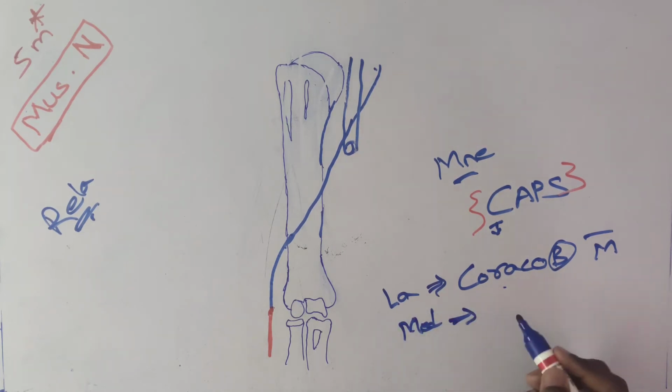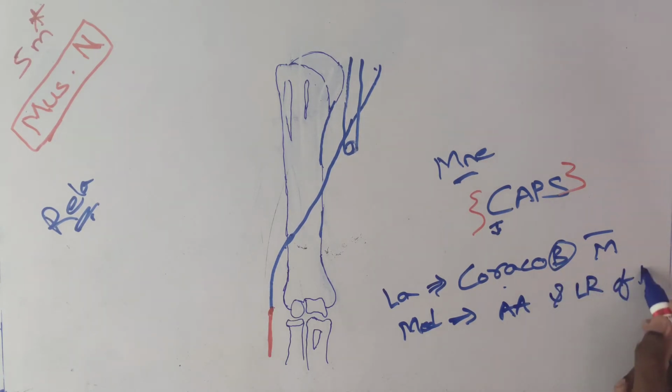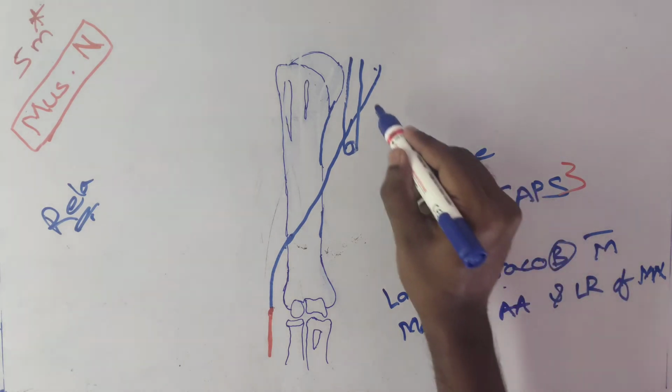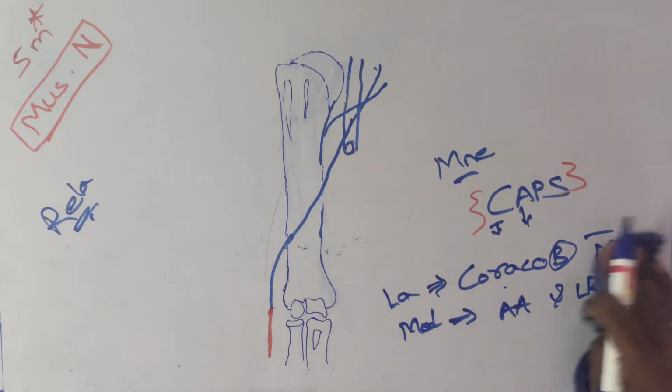Next, coming to the medial side, the medial relation. It has the axillary artery and the lateral root of the median nerve, and here is the lateral root of the median nerve like this. This is the lateral and medial: A for axillary artery and the lateral root of the median nerve.